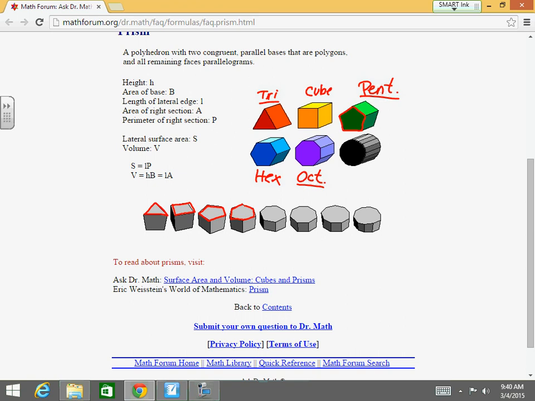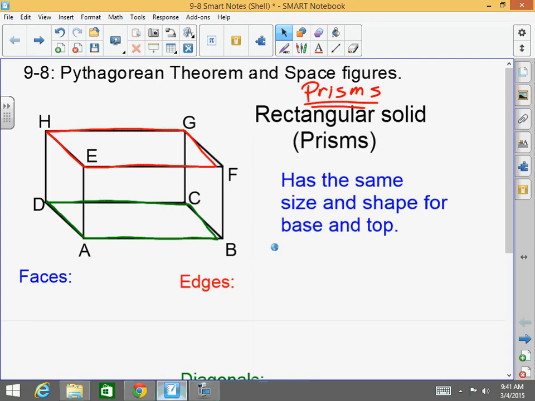Sir? So what would a pyramid look like? A pyramid is not a prism. We're going to talk about pyramids in a second. Okay? But a prism, once again, has both a top and a bottom that are the exact same shape and the exact same size. Okay? Just like this rectangular prism here, it has a rectangle on the top and on the bottom.